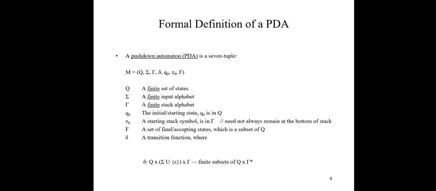F is a set of final or accepting states, which is a subset of Q. Delta is a transition function. So delta maps Q cross sigma union epsilon cross the given finite set of stack alphabet, and it will result in finite subsets of Q cross stack alphabet closure.